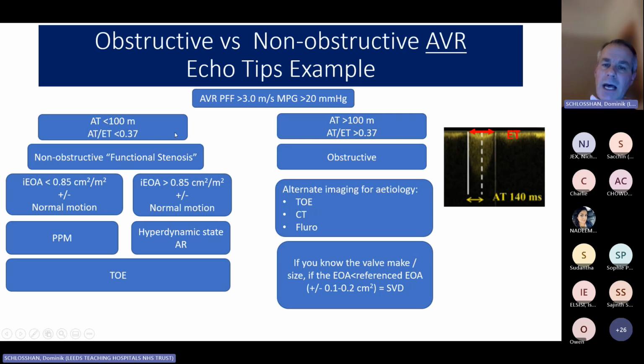If the acceleration time is more than 100, it tends to be obstructive. The more sensitive, or more specific, marker seems to be the ratio of acceleration time to ejection time. And then you look to see what the valve area is, and if the valve area is small and there's more normal motion, it's patient-prosthesis mismatch. If it's actually bigger than that, then it's a hyperdynamic state. If it's obstructive, you tend to use another imaging modality to see what the actual cause is. Is it pannus, thrombus, endocarditis, whatever.